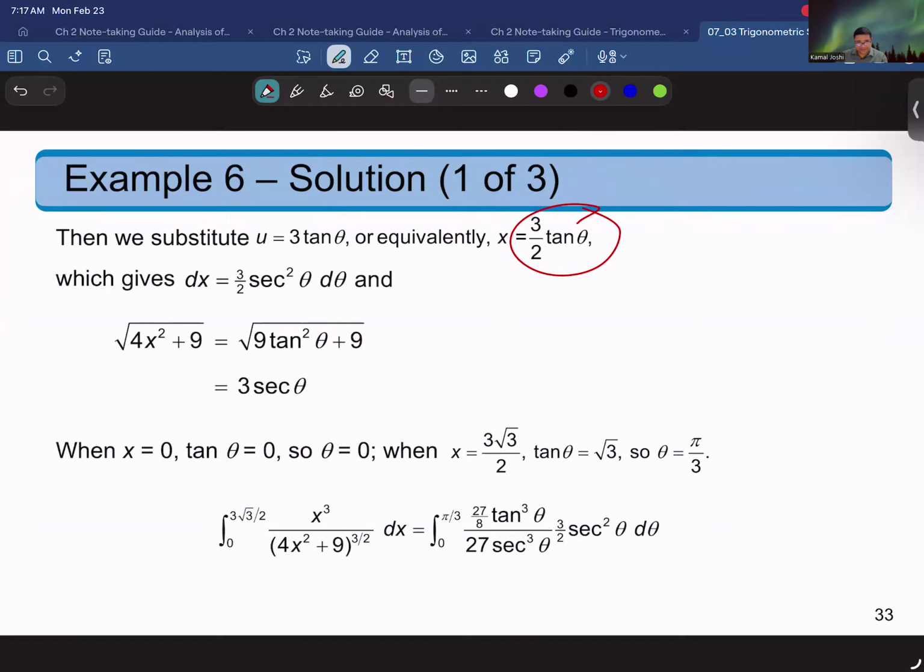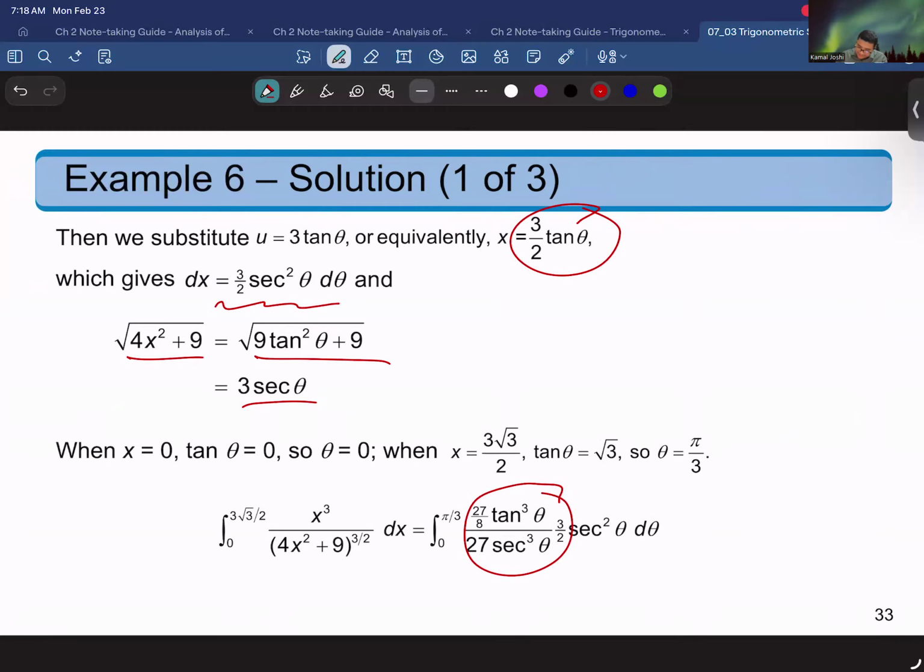x equals 3 over 2 tan theta. dx will be 3 over 2 sec square theta d theta. You put that here, you get that. You write everything in terms of tan and sec. Okay, that's all the calculation work.